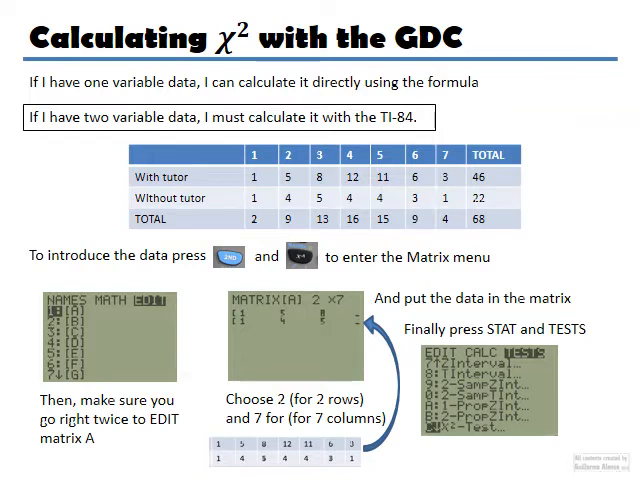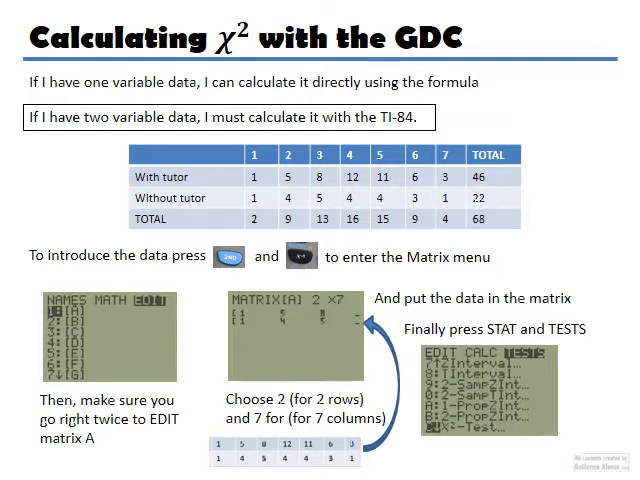if I scroll all the way down, I find the chi-squared test. So remember, go to the matrix, choose matrix A, 2 times 7, depends. It's going to depend on what data you have. Here's 2 times 1, 2, 3, 4, 5, 6, 7. Put the data in carefully, make sure you don't make any mistakes. Go to stat, to test, and go to the chi-squared test.